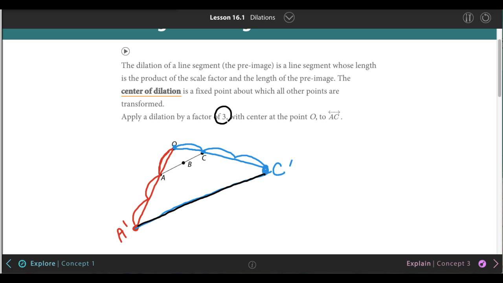Then of course you gotta erase all of this stuff, because that is not what you're trying to do. You just want to draw a dilation of segment AC, which is pretty much A prime and C prime. I should probably do B as well, but I just didn't.